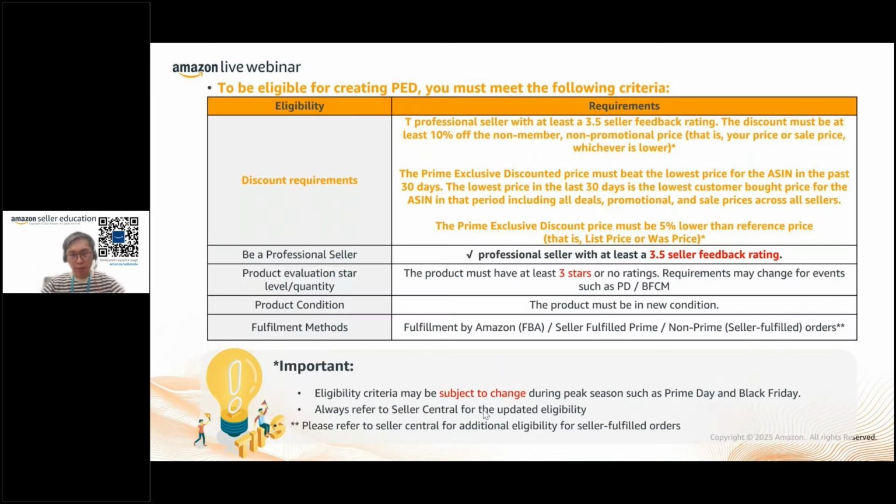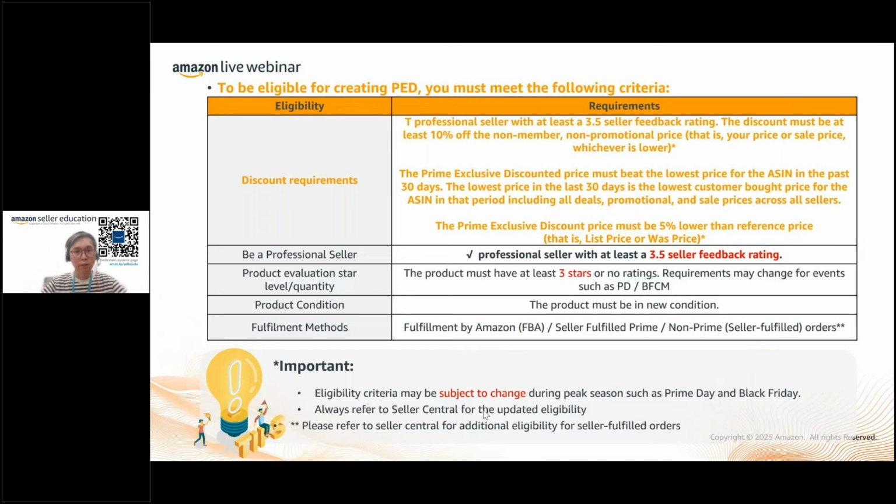Now, some requirements. I will go through the key requirements with you. When you're creating the discount, this will be shown as well. The requirement is that you need to be a professional seller with at least a 3.5 seller feedback rating. The discount you provide to the Prime member has to be a minimum of 10% off the non-member, non-promotional price, which is your price or your sale price, whichever is lower. Also, the discount must be lower than the lowest price in the past 30 days.